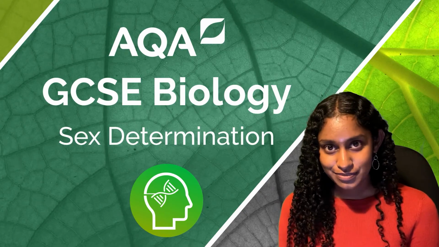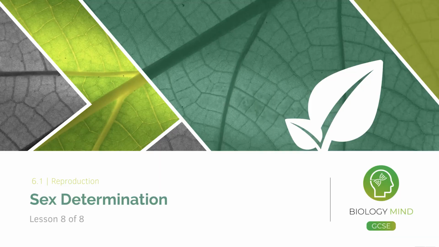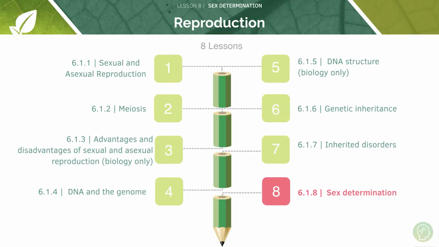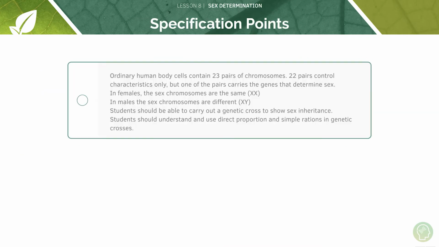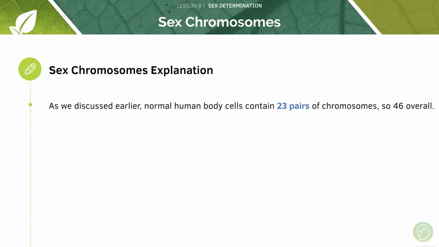So let's get started. Hello, and welcome to this tutorial on sex determination. In today's tutorial, we are just going to be having a look at what the sex chromosomes are and how we can use the sex chromosomes in combination with risk alleles in a genetic cross. So it's going to be a really simple tutorial, this one.